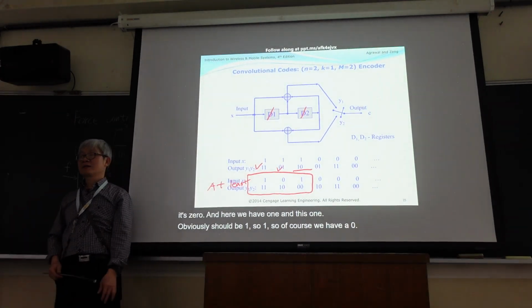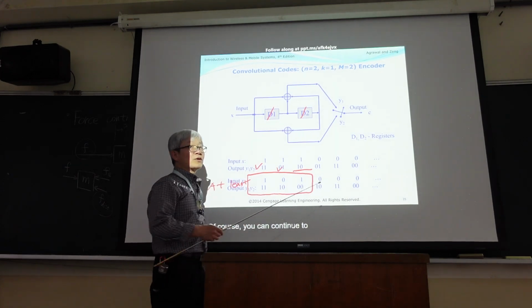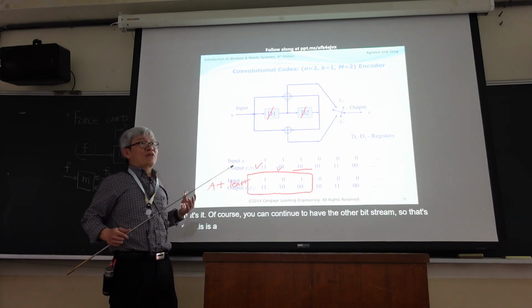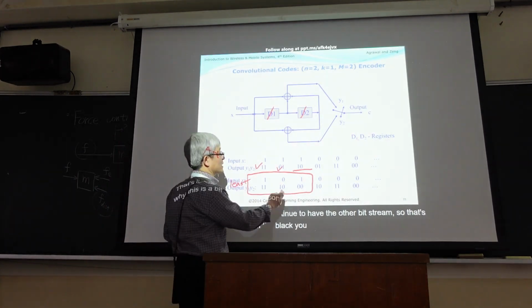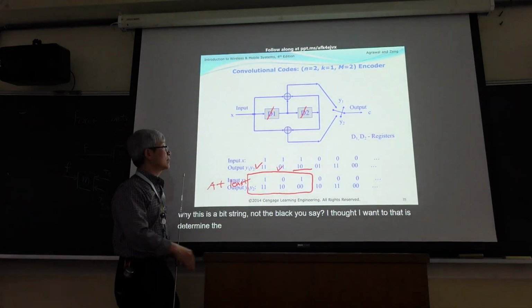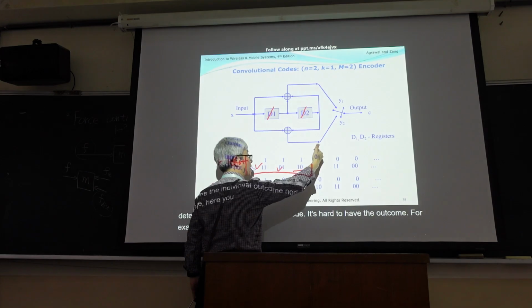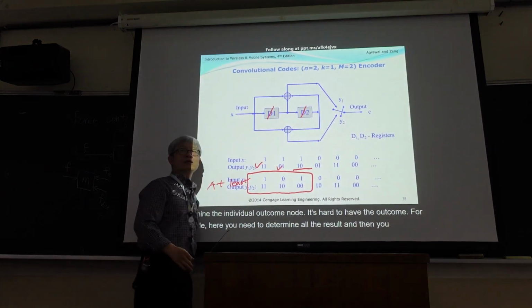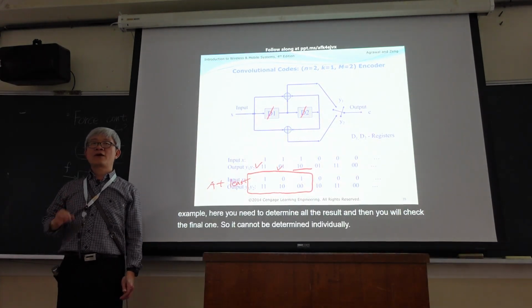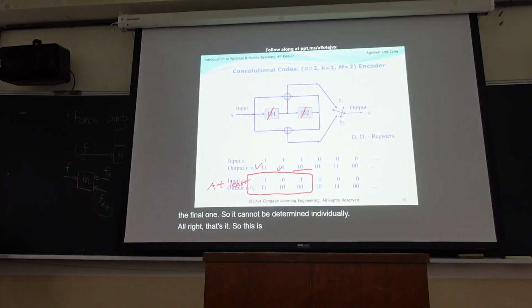That's it. Of course you can continue to have the other bit string. So that's why this is a bit string, not the block. Previously I thought I want to let you determine the individual outcome. No, it's hard to have the outcome. For example here, you need to determine all the results and then you will check the final one. So it cannot be determined individually. Alright, that's it. So this is the convolutional encoding part.